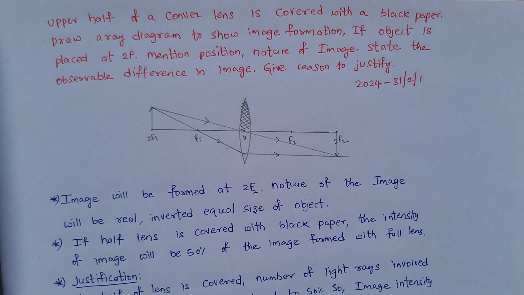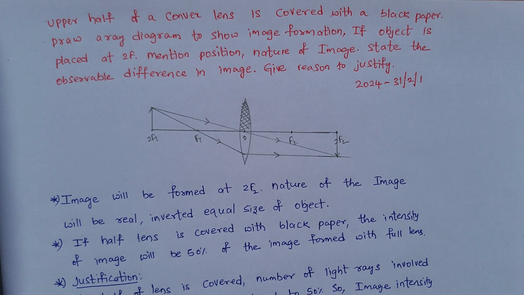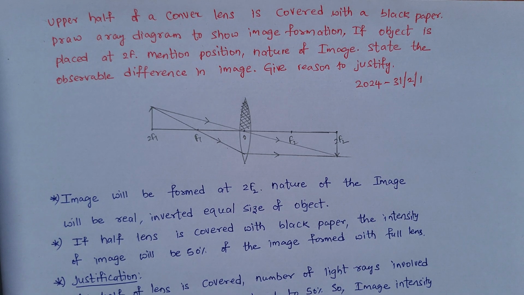So today's question is, upper half of a convex lens is covered with a black paper. Draw a ray diagram to show the image formation if the object is placed at 2f. Mention position, nature of the image and state the observable difference in the image. Give reason to justify. See, understand the question first. The question is not a single question. There are 4 questions involved in it.